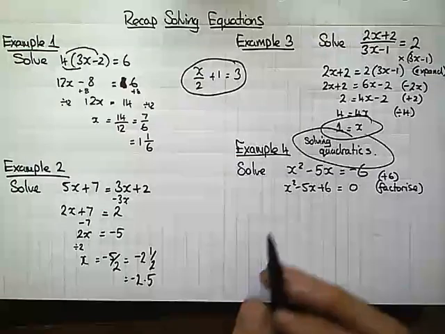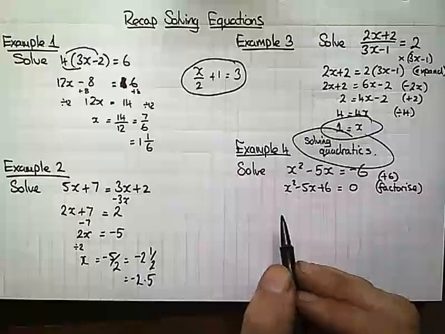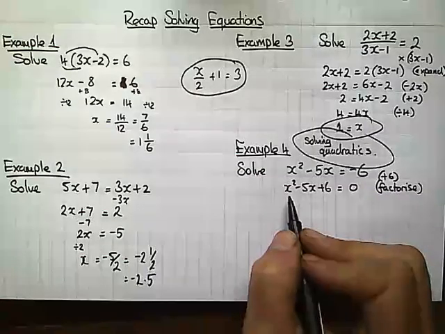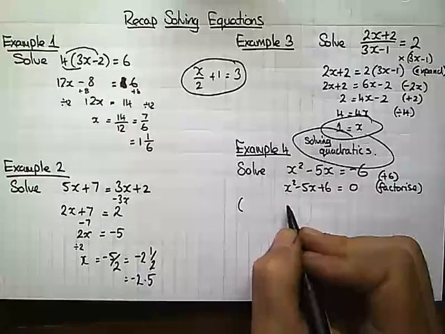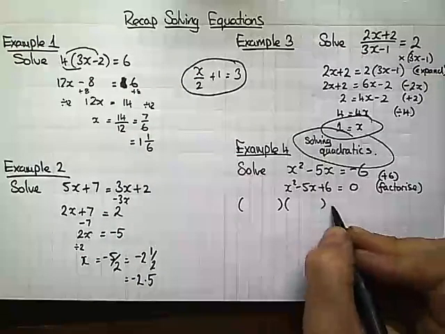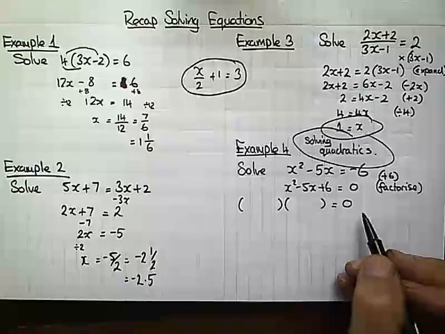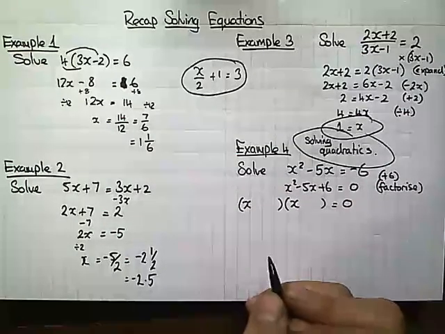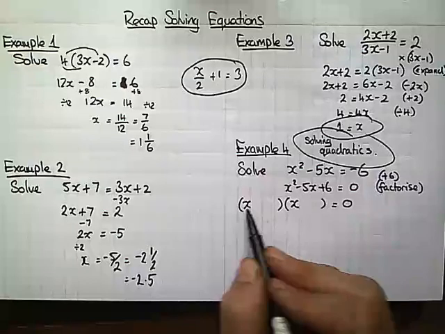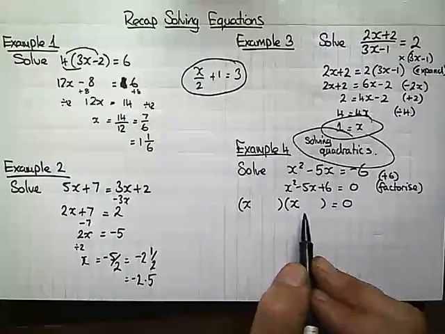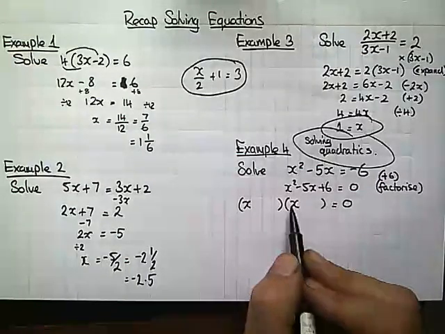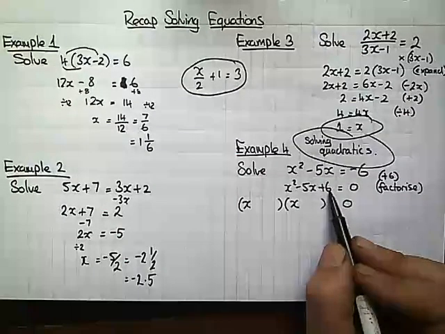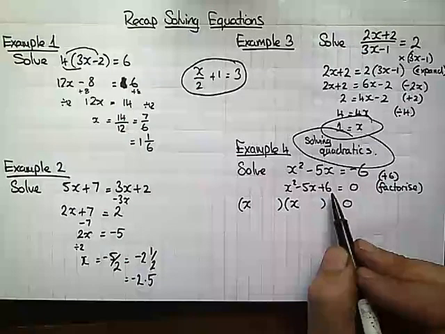The way we do that is we want to put it back into brackets. Now to get an x squared, I must be multiplying an x by an x. So we've got two sets of brackets. We're not going to do anything to the right hand side, that will be equal to 0. And we must have an x and an x inside them. Because when I expand this bracket, my x times x will get me x squared. But I also want to get a plus 6.